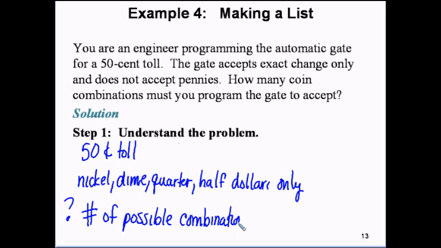Probably more. Actually, it's less, because this isn't permutations. That's good theory, but it's really not that. So we've got a 50-cent toll, we've got nickels, dimes, quarters, and half dollars, and we want to find out how many possible combinations of nickels, dimes, quarters, and half dollars will equal 50 cents.